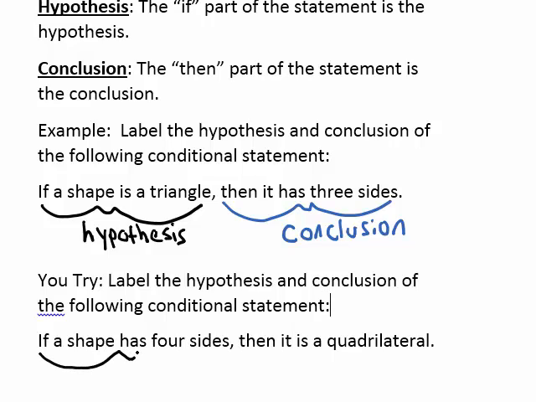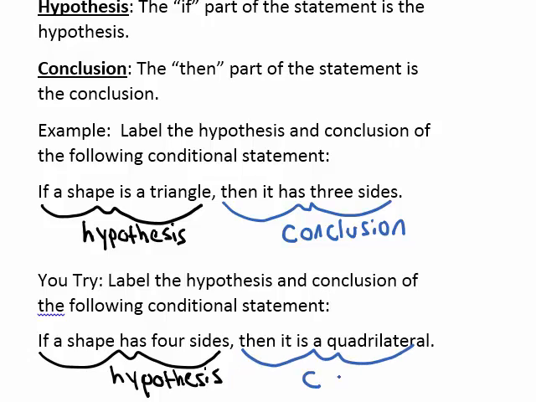So the if portion of the statement is that first portion with the if, that's the hypothesis. So if a shape has four sides is the hypothesis. And the portion with the then is the conclusion. So then it is a quadrilateral is the conclusion.